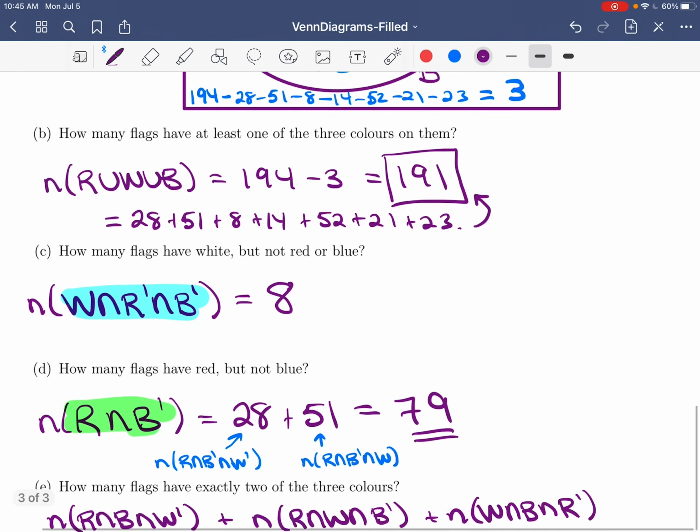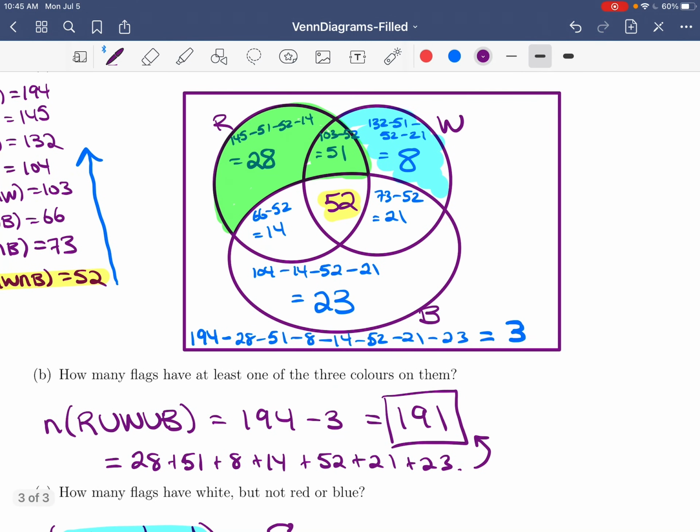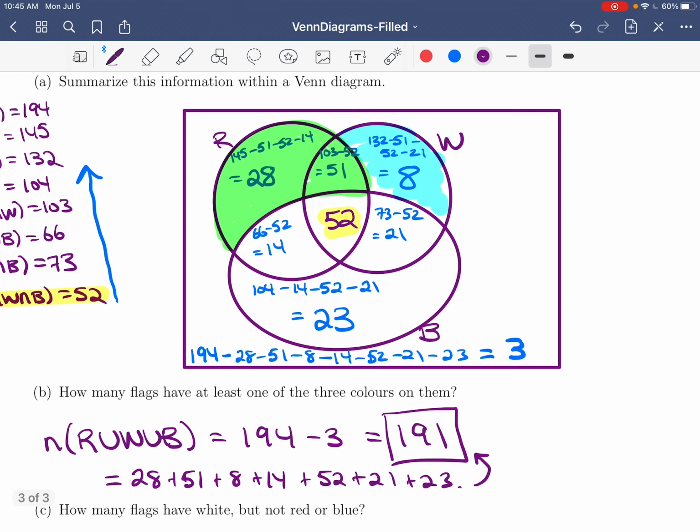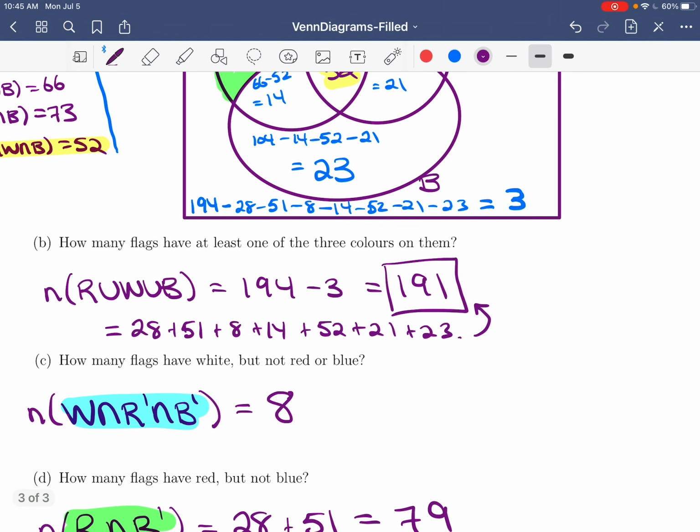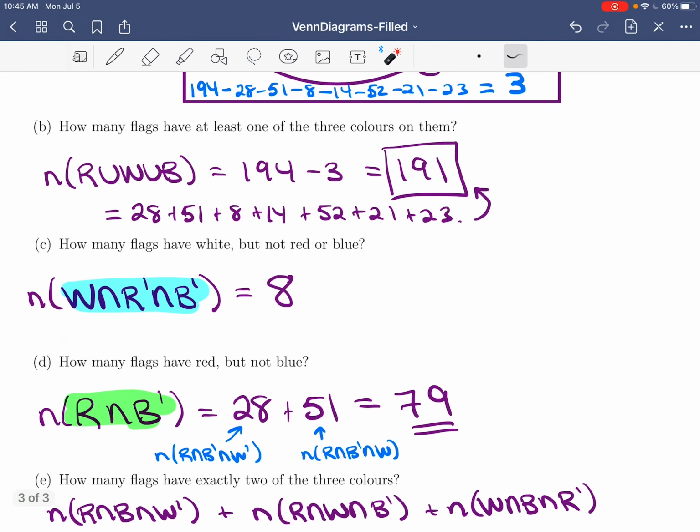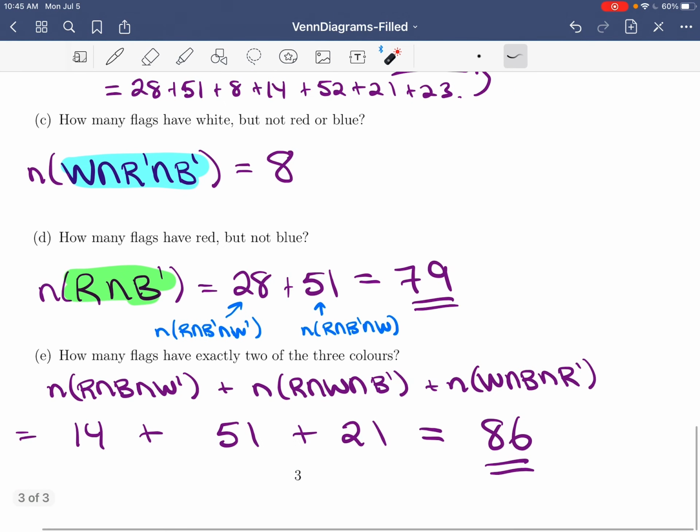Okay, so once you have it listed, like set up in the Venn diagram, it's really easy to answer all different types of questions about this data. This part B we could have done with the principle of inclusion exclusion again for 3 sets, but the rest of them would have been harder to do with formulas. Okay, but with the Venn diagram, it's fairly straightforward.